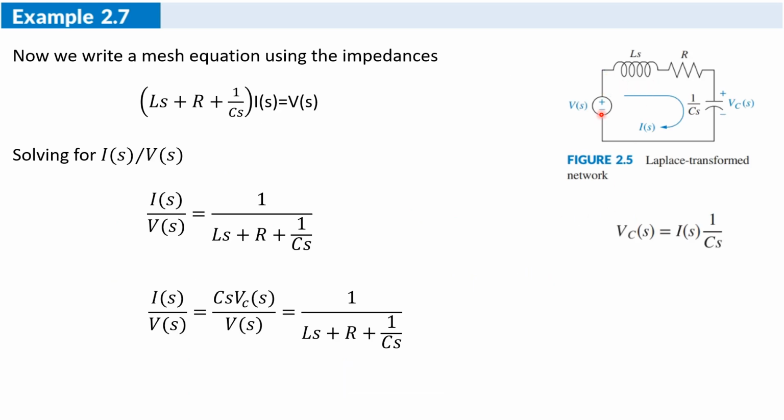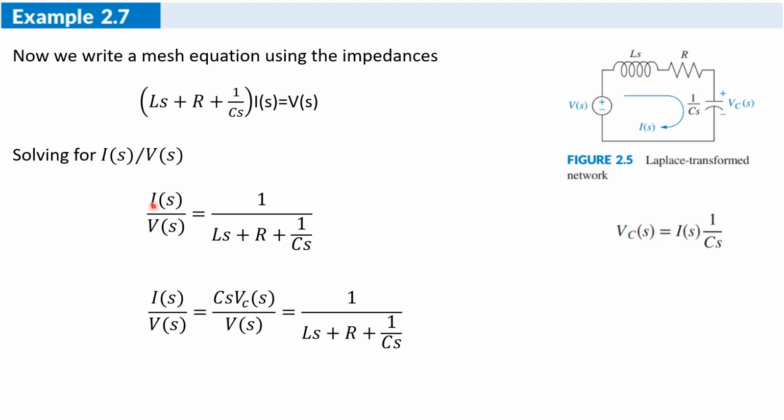So now we simply write a mesh equation using the impedances. So we start here, we have Vs equals Ls times the current plus R times the current plus Is divided by Cs. Each of those terms has an I in it, so we can factor the I outside, and we're left with the following constants inside the brackets. So if we solve this for the current divided by the voltage, we get the following relationship.